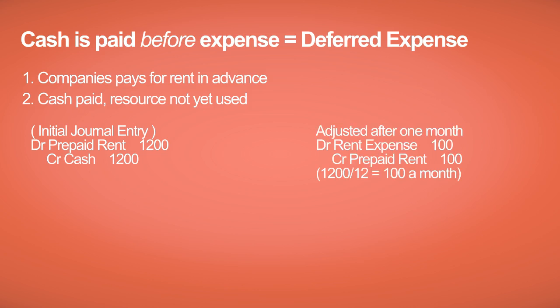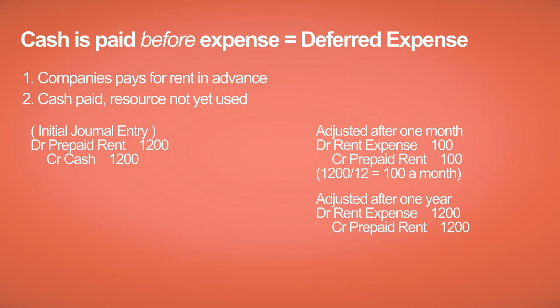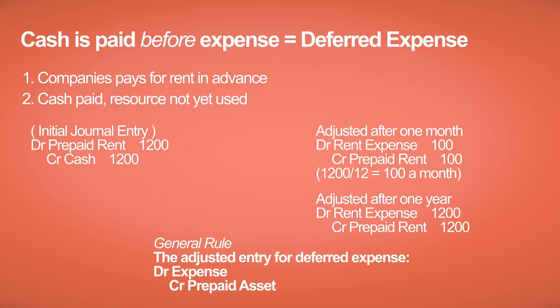income. If the period is 1 month, it will appear as a debit for rent expense of $100 and credit prepaid rent $100, as 1 month's worth of the asset is used. For the year, it would simply be $1,200. Generally, we debit an expense and credit a prepaid asset.